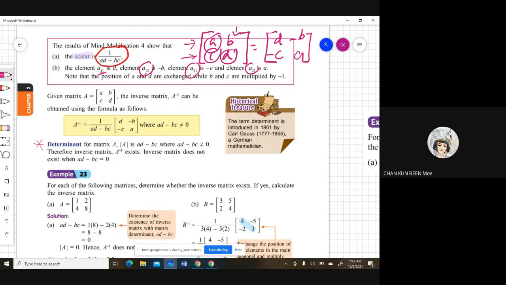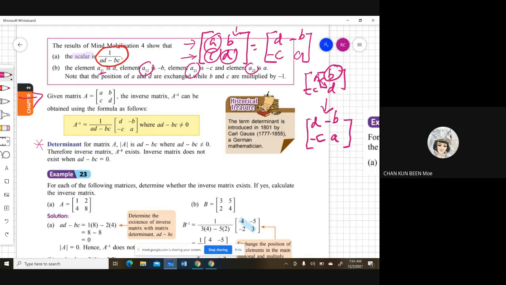Okay. So note that the position of A and D are exchanged while B and C are multiplied by negative 1. So you got to remember this. Originally, you have A, B, C, and D. But after the manipulation, you will find out that it is exchanged. These two exchange, becoming D, A. And then for these two, you add on the negative sign. So it becomes negative B, negative C.